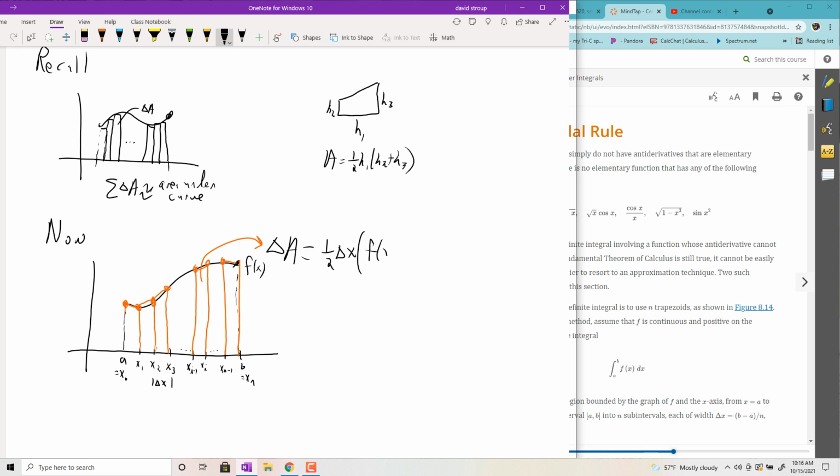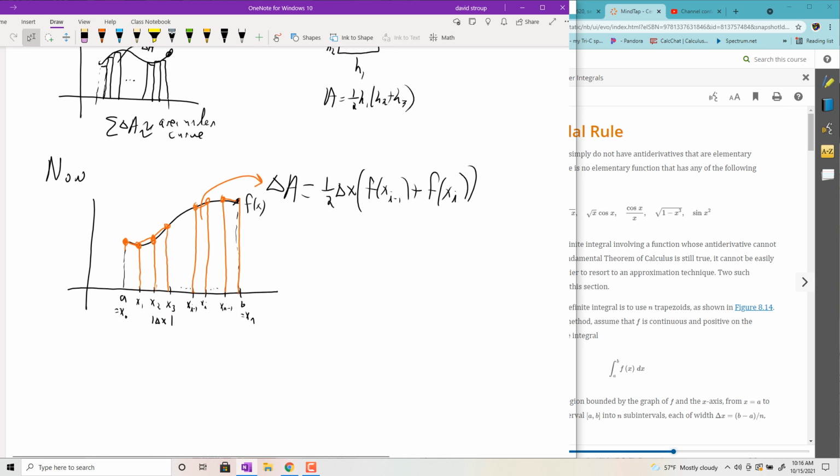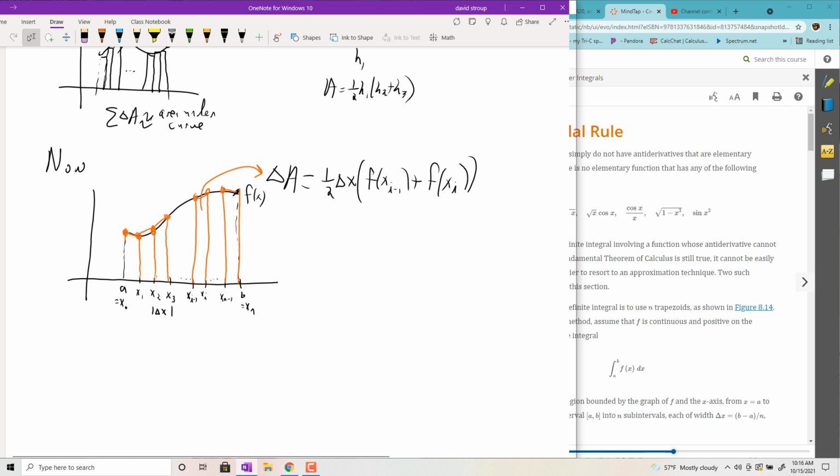It'll be f of x sub i minus 1, and then plus the other side's height, which would be f of x sub i, okay, for my area increment. And then to get an approximation of the area underneath the curve, I just add all of those up. So I do this sum of these areas, summing from i equals 1 to n.